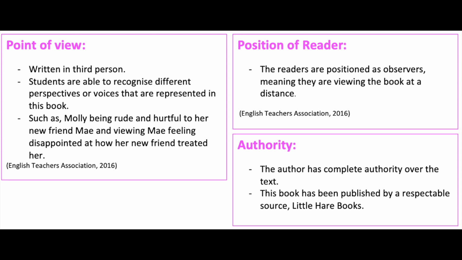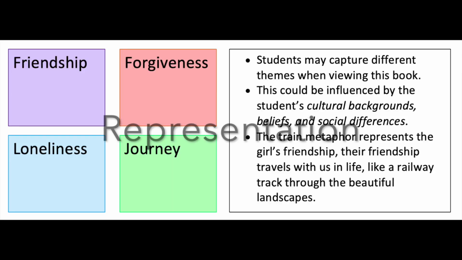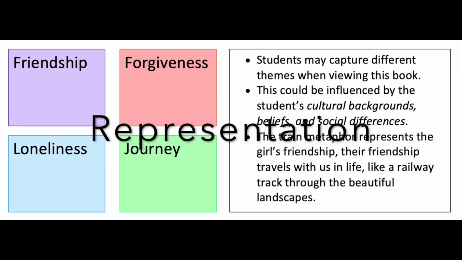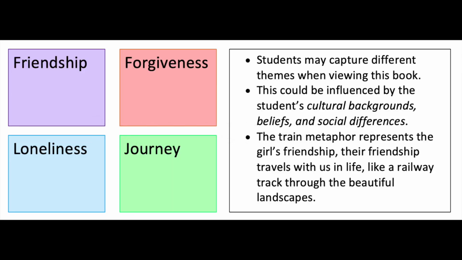This book has been published by a respectable source, Little Hare Books. The 4 main ideas presented in this story involve friendship, loneliness, forgiveness, and journey. Students may capture different themes when viewing this book. This could be influenced by the students' cultural backgrounds, beliefs, and social differences.